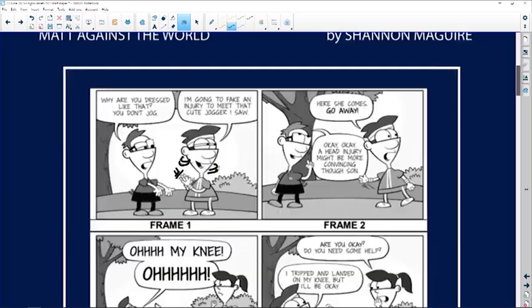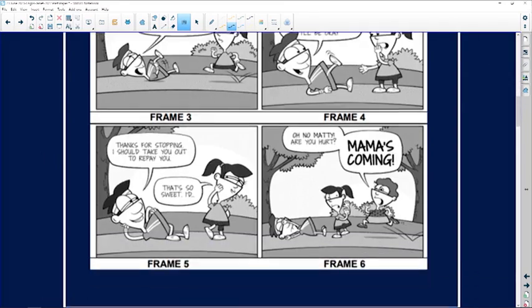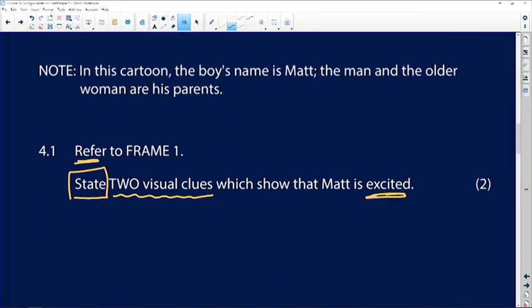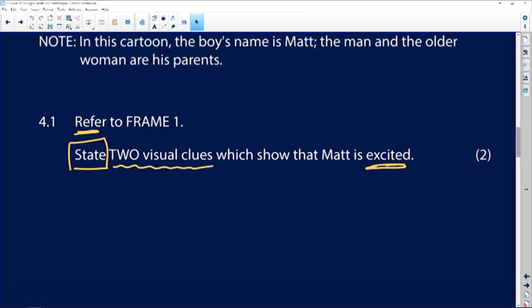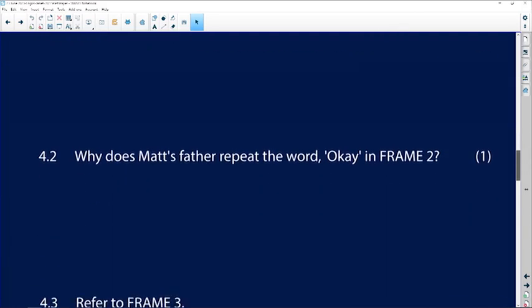So once again, state 2 visual clues. If you want to bullet them, not a problem. But they want 2 visuals to show that he's excited. 2 marks. Moving on to 4.2.